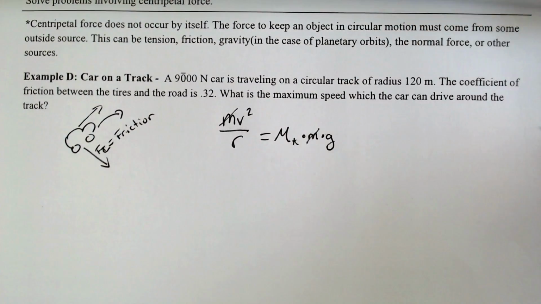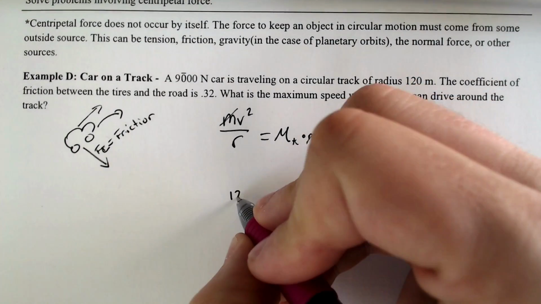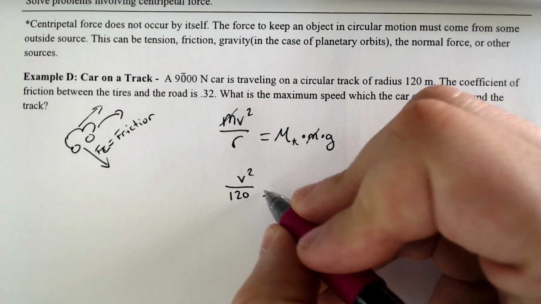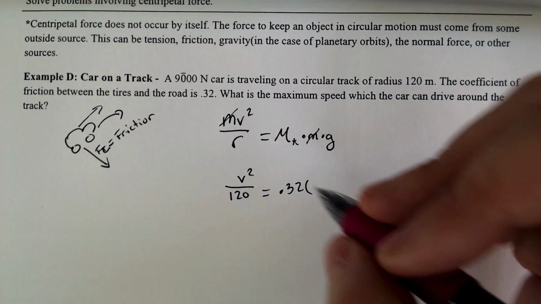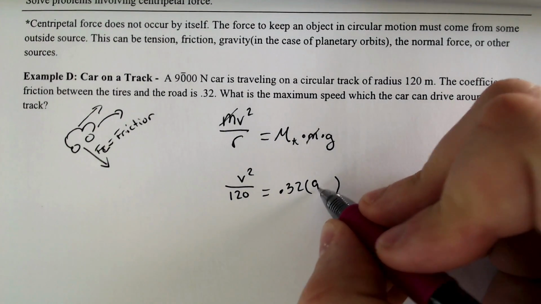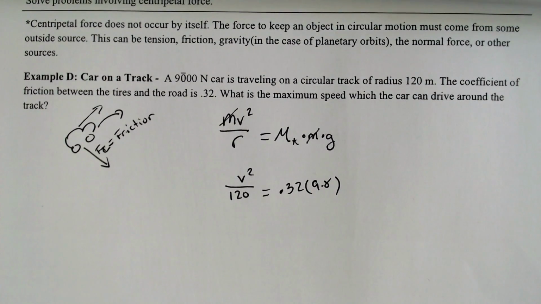And we've got r, which is 120, so we have v squared over 120 equals mu k, which is 0.32, times gravity. With gravity, that's 10 meters per second squared, or you can think of 9.8. I'm going to use 9.8. That's the one I prefer to use. My answer key that I tend to look at sometimes uses 10, which always bothers me.